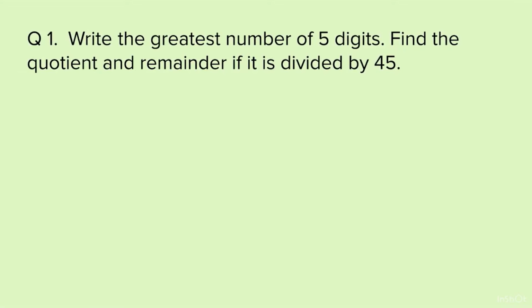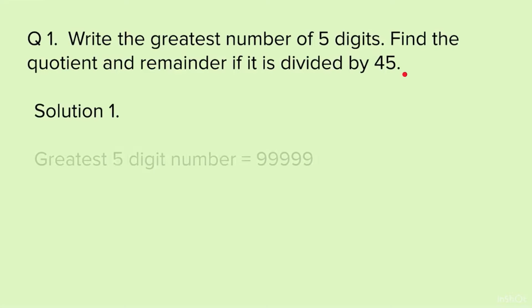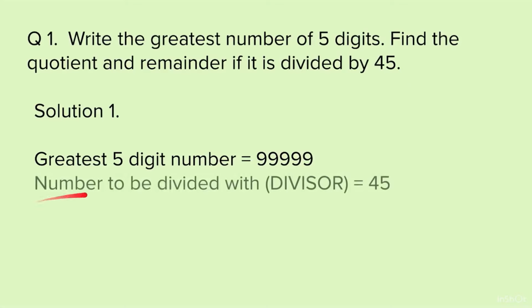Now let's look at the solution 1. First question was, write the greatest number of 5 digit, find the quotient and remainder if it is divided by 45. So first sentence will be about the greatest 5-digit number. So we will write greatest 5-digit number is equal to 99999, 5 times 9. Then it is divided by 45. So the number to be divided with, that is the divisor, is 45.